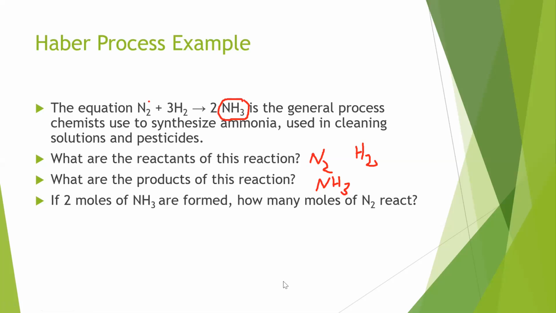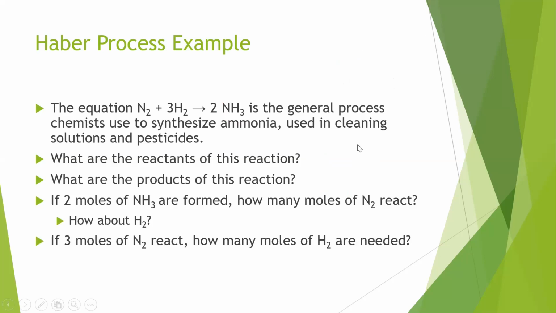And a lot of people got it right. It's 1. We can just use the chemical equation. It's 1 to 3 to 2. So if there's 2 moles of NH3, there's 1 mole of N2. Okay, let's get the H2. Let's go down to this problem. If 3 moles of N2 react, how many moles of H2 are needed? So we could just have a diversity of problems.